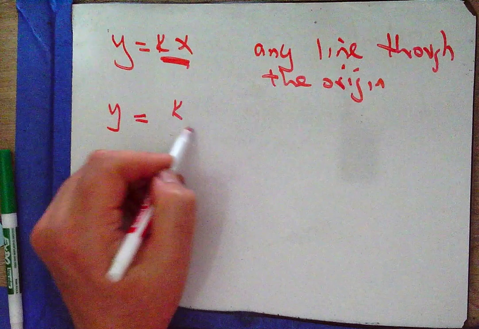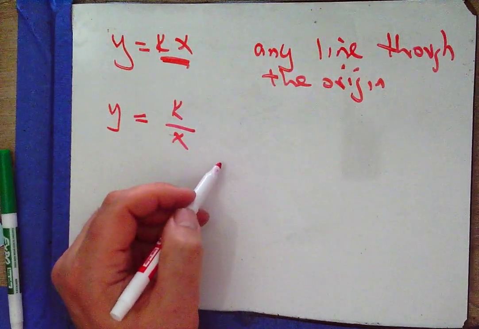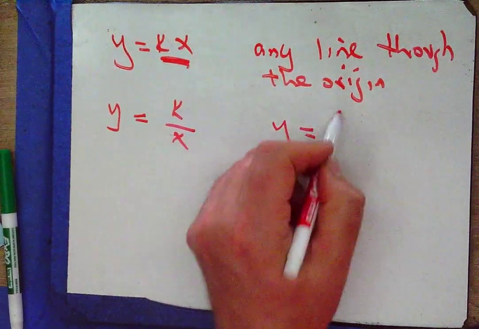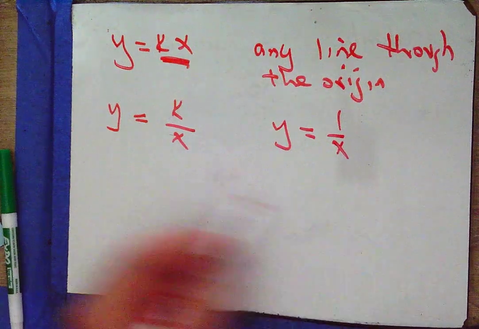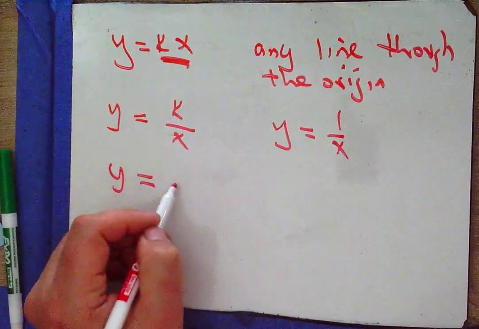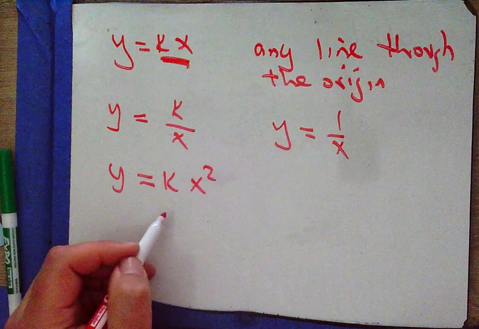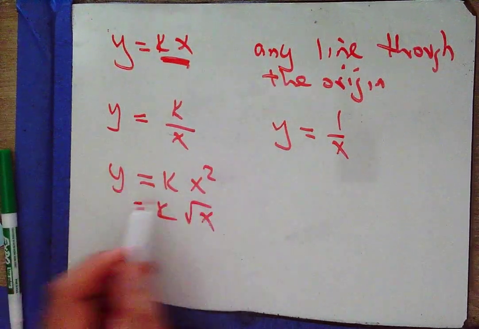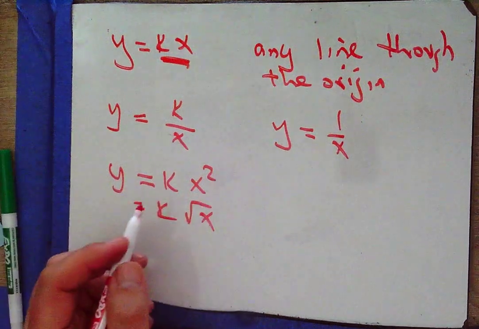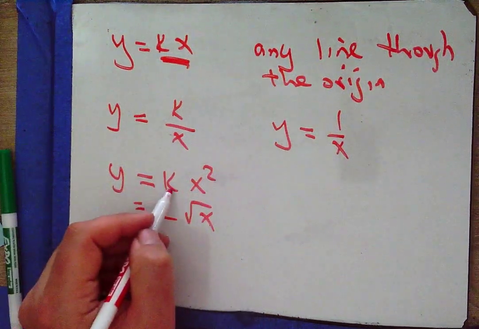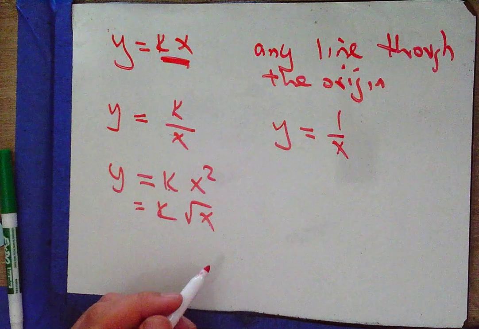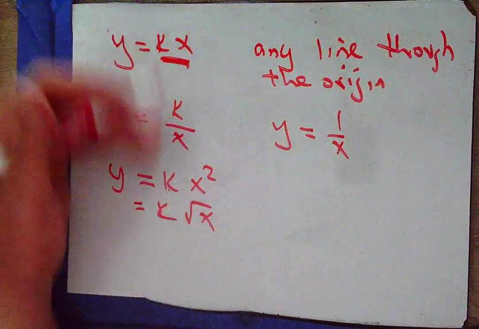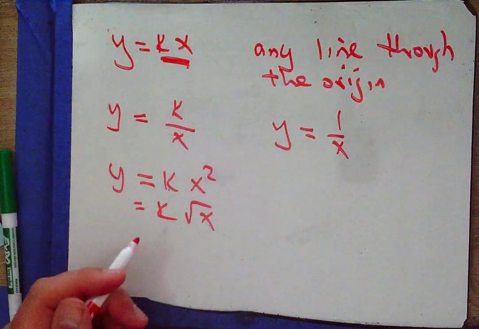y equals k over x. Well, that's our rational function. We have it as one of our reference graphs. y equals kx squared, or k square root of x. We feel like this is just a transformation of our reference graph. It could be that k equals 1, in which case we do get the reference graph. So we've had experience with all of these things.